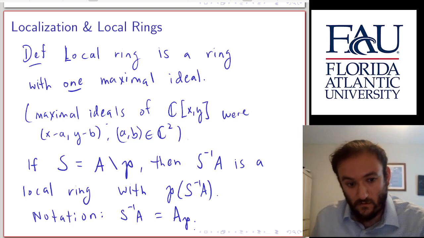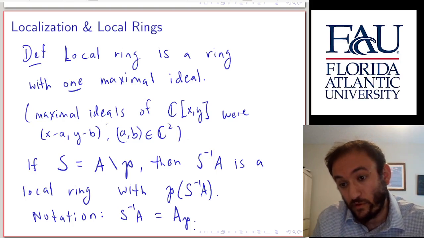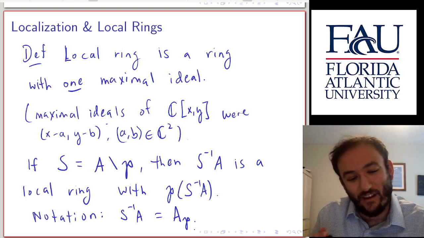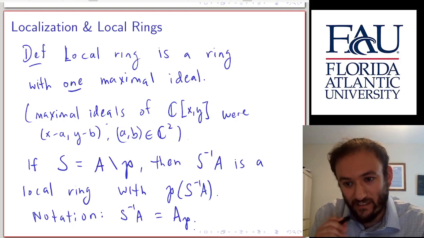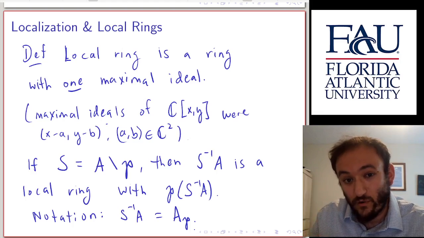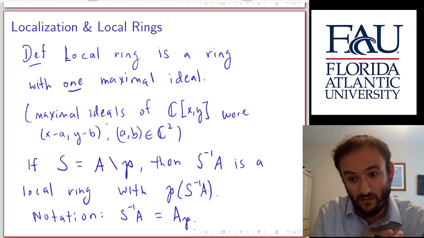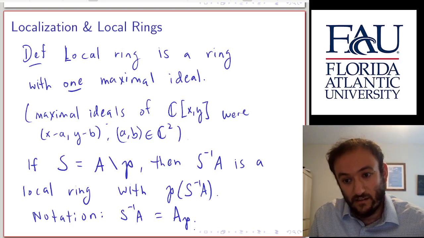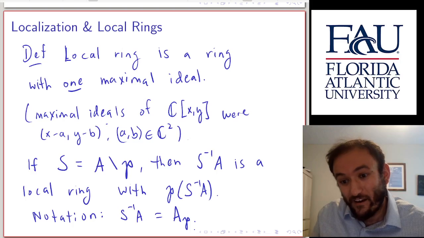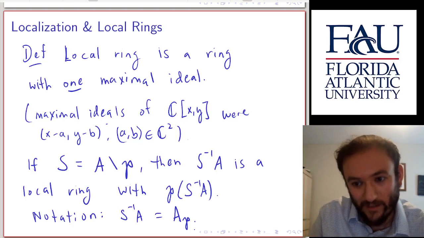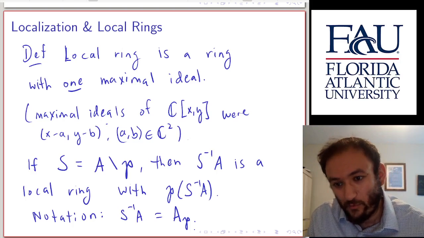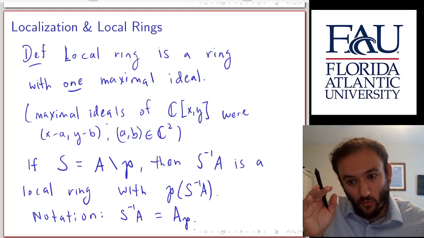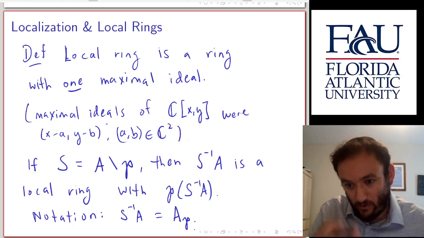So this is the localization of A at P, and you do have to be careful that what we're doing here isn't localizing the prime ideal itself. We're not inverting the elements of the prime ideal itself. We're inverting everything outside the prime ideal. So everything in the prime ideal is still not invertible. If you were to have an invertible element there, then it would generate 1, and then you would get the whole ring. So clearly that's not going to happen. We're not inverting anything there. We're inverting everything outside, and that's why you're left with that single maximal ideal, because everything outside is invertible now and will generate the whole ring.